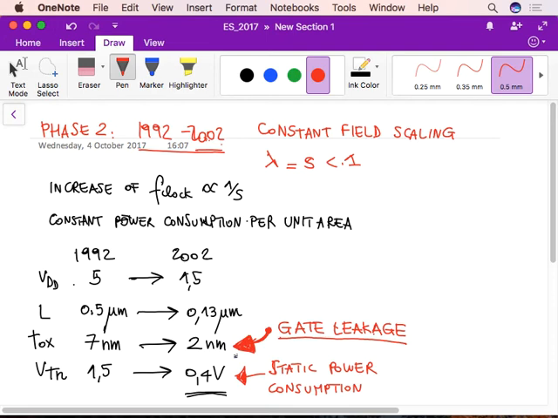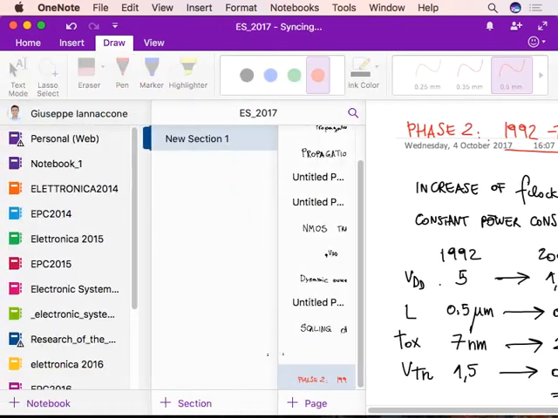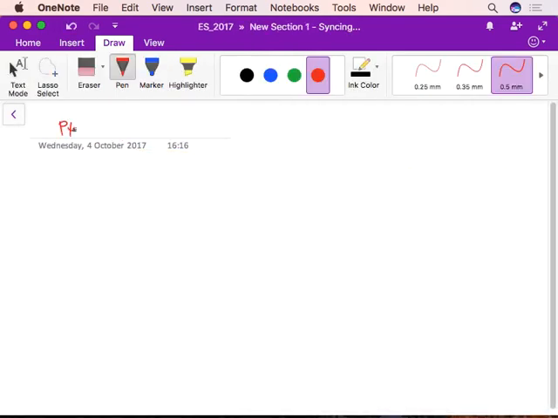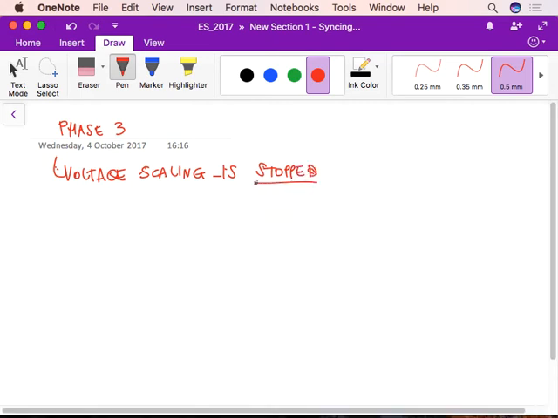geometry scaling. Okay, so let me summarize this part. Phase 3: voltage scaling is stopped. Geometry scaling continues.